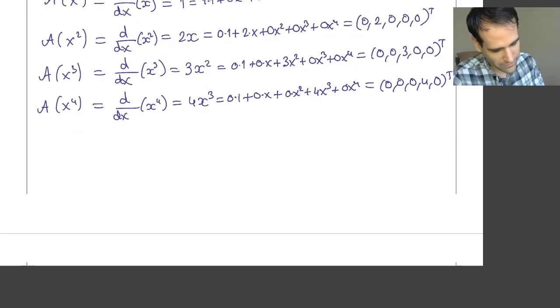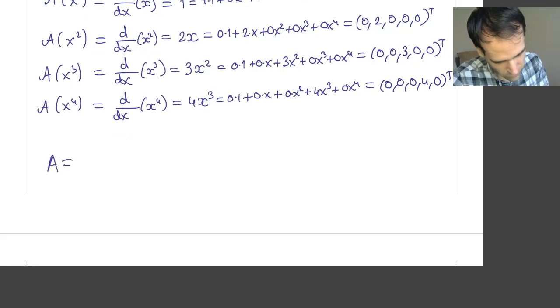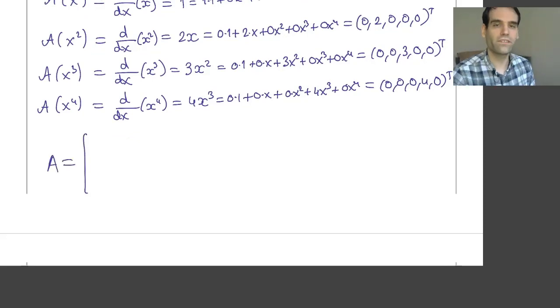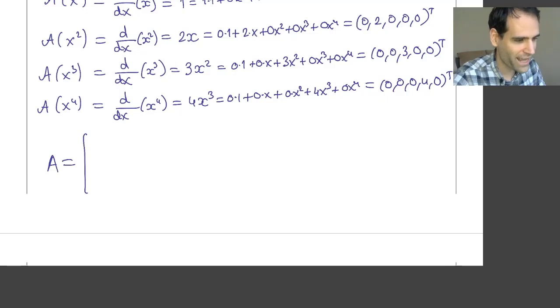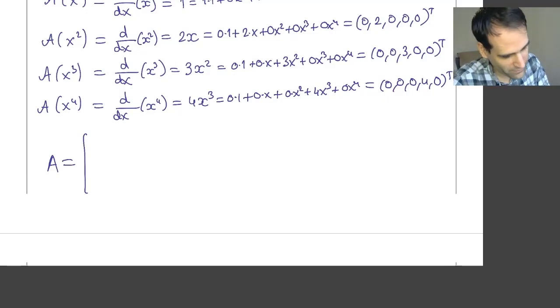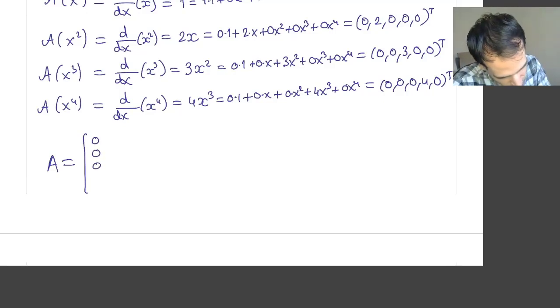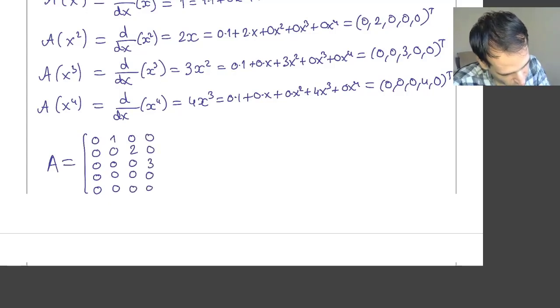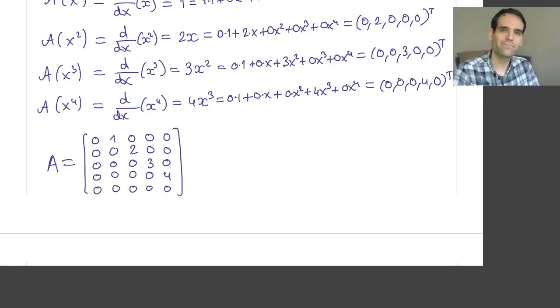So now we can write the matrix, finally, putting those vectors as the 5 different columns. So how does this matrix look like? It looks like this. 0, 0, 0, 1, 0, 0, 0, 2, 0, 0, 0, 0, 0, 3, 0, 0, 0, 0, 0, 4, 0. And this is the matrix.